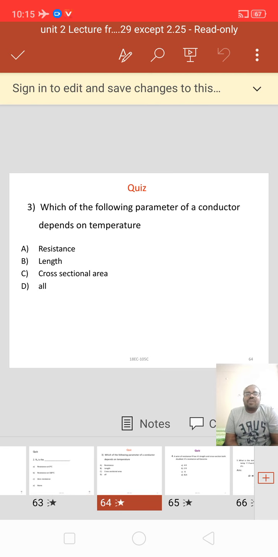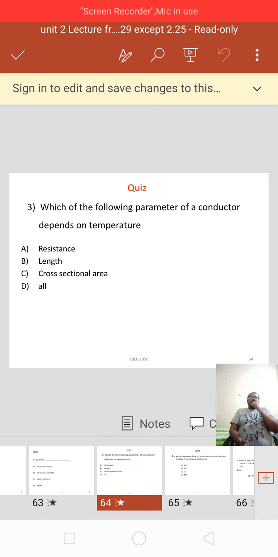Next, which of the following parameters of the conductor depends on temperature? Options are A, resistance, B, length, C, cross-sectional area, D, all. By clearly observing this question, answer for this question is resistance, length and area of cross section. These three are the answers for the particular question.